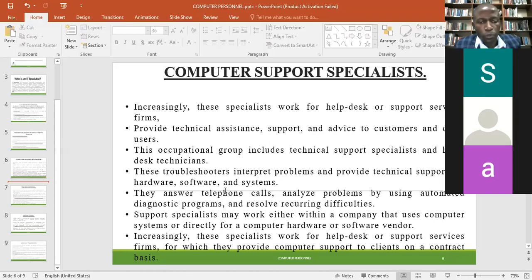They help with troubleshooting problems. They interpret problems. So if somebody tells you my computer is not booting up, you should be able to go look at the machine, should be able to interpret. If somebody uses a technical term that a particular employee is not able to understand, an employee who is not necessarily an IT person, you should be able to even help them by explaining it in simple terms. They also answer calls, analyze the problems they receive from the calls or even from the emails by using automated programs or diagnostic programs.